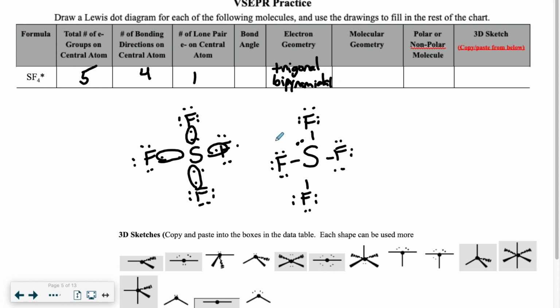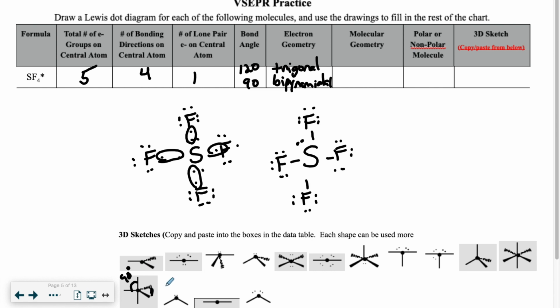And notice that for this one, there are 2 bond angles. There's a 120 and there's a 90. That's because there are actually 2 different bond angles within the shape. So this would be the head of the family. For this one, it's not our actual picture that we're going to select. But if you went from here to here, that's your bond angle of 90 degrees.